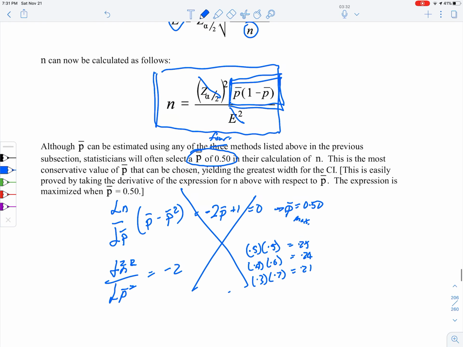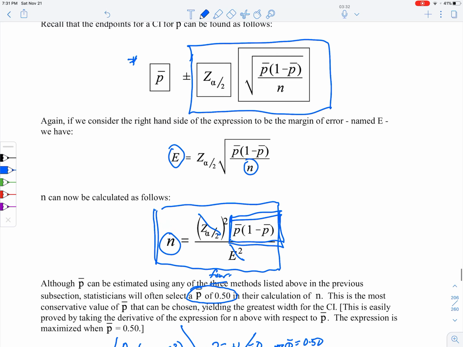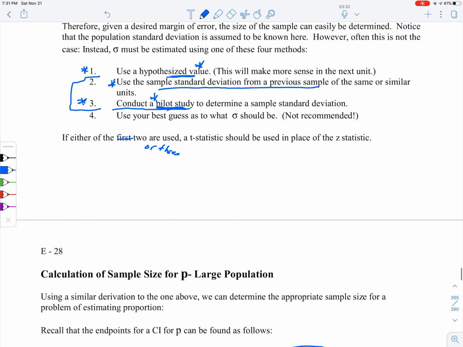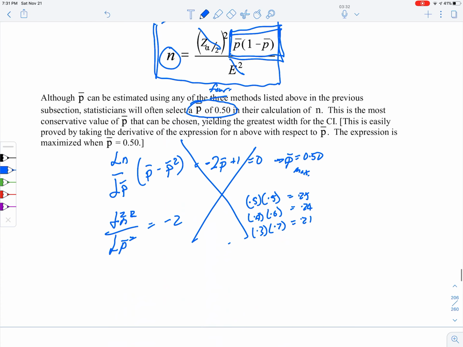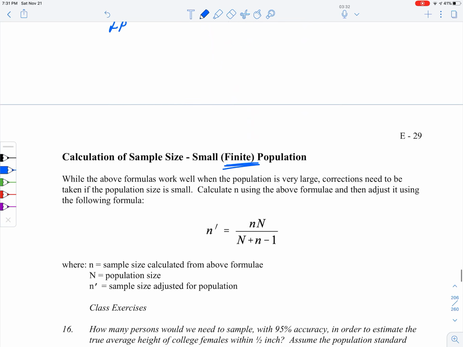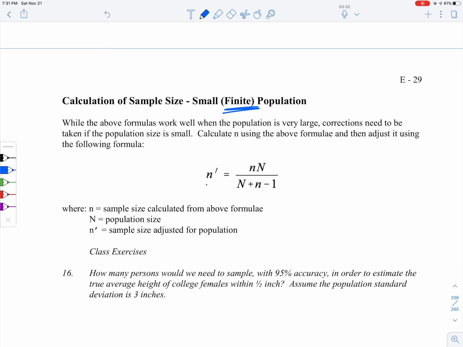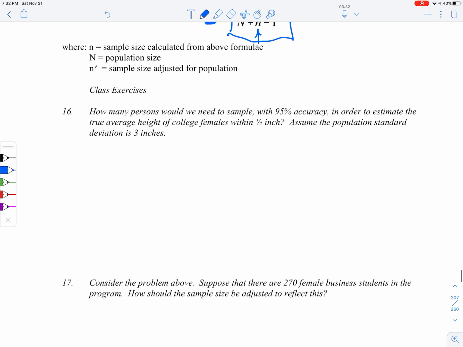In that particular case then, what you do is you calculate your n using this formula here or this formula, depending on whether you're looking for a proportion or whether you're looking for a mean. And then you do an adjustment. So this is an adjusted n. We'll call it n prime, and it's equal to this here. So this is found first, and then you stick it in, right? And you get an adjustment.